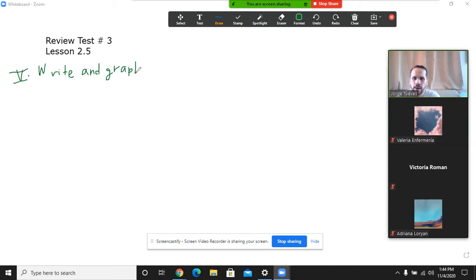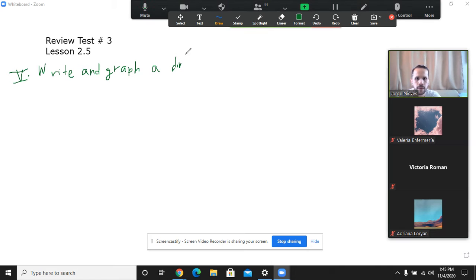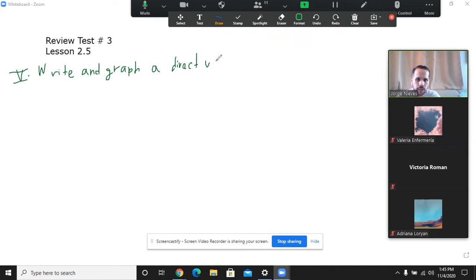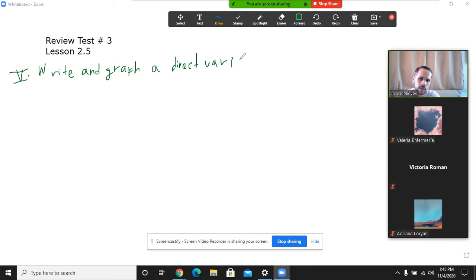Okay, we're gonna review this from lesson 2.5. Write and graph a direct variation equation. Okay, so we're gonna remember what is a direct variation equation today. What is a direct variation equation? A direct variation equation. Hubiera escrito en el texto. Así es más difícil. Okay? A direct variation equation, okay?